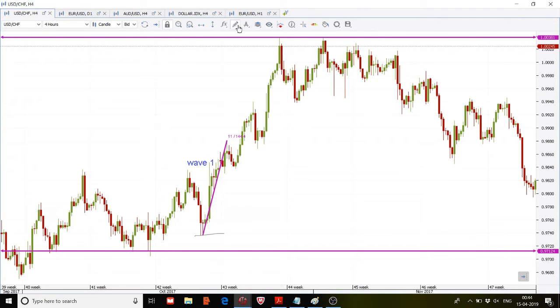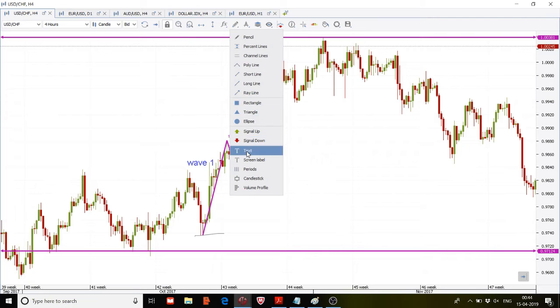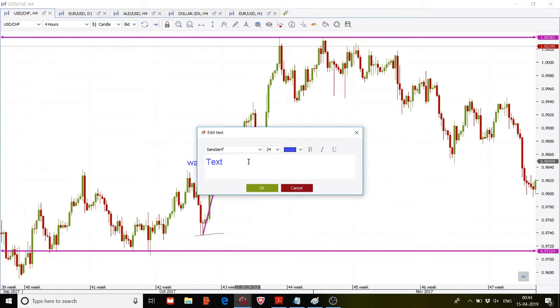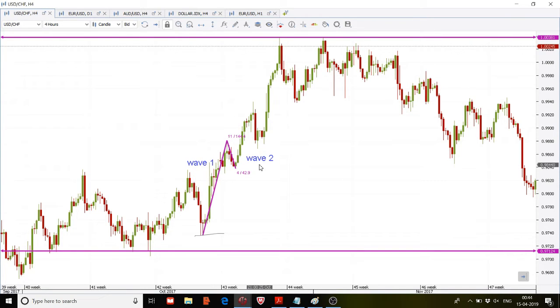Then we have got the correction pattern. There is a short correction. This happens when the trend is very strong. We generally see a very marginal correction when the trend is very strong. So this is a good example of that. Trend is quite strong. Wave 2. This is the wave 2.